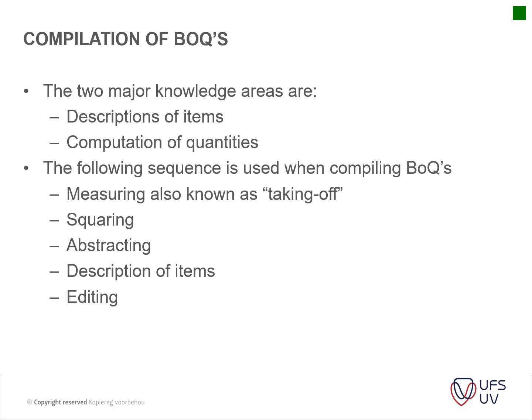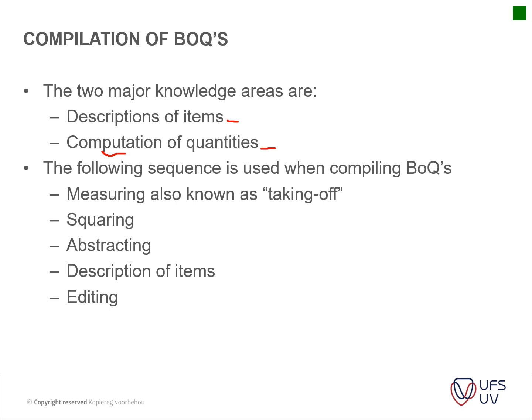Then we get to compilation of BOQs. Two major knowledge areas are required. You have your description of items, which you saw there in the bill of quantities, and then your computation of your quantities. So a quantity surveyor should be able to describe an item very well. So he has to be able to word it very well, and then obviously he has to be able to compute or quantify that amount.